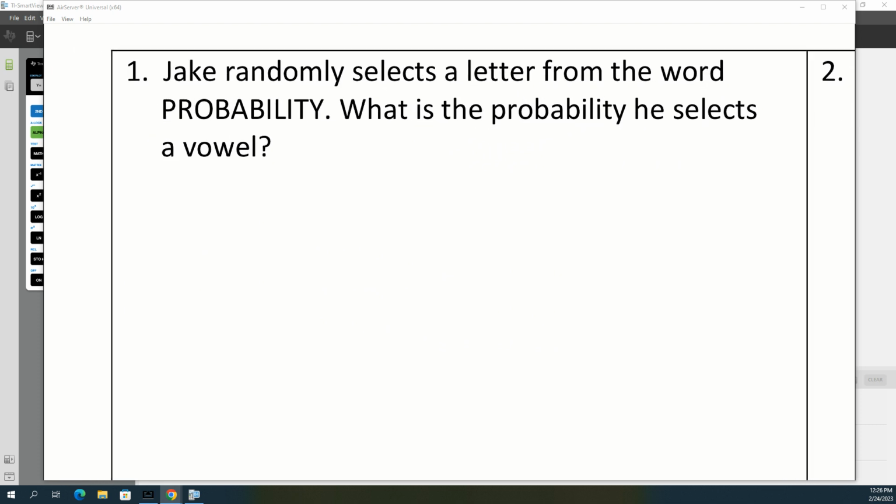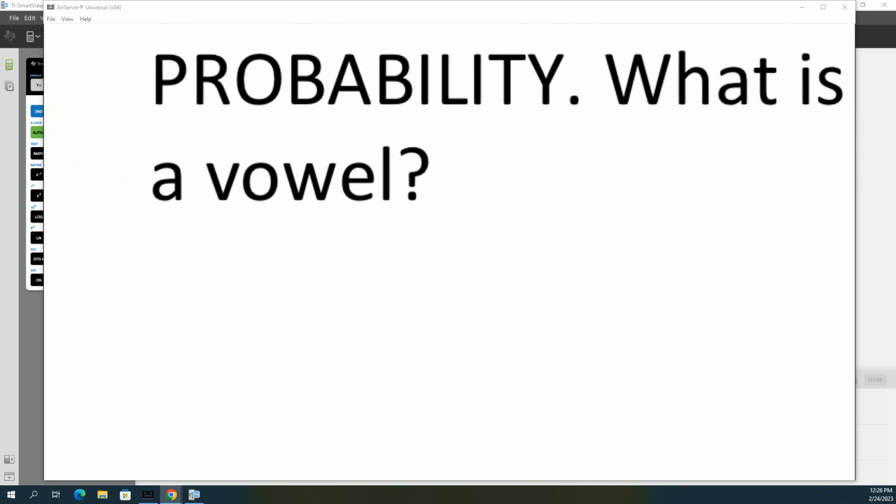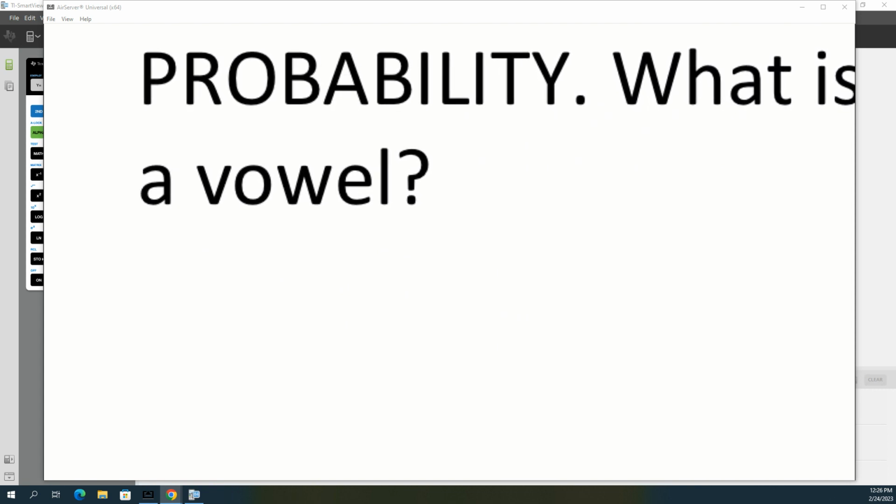So I'm going to zoom in. We're looking for a vowel. This isn't super easy to do without writing anything down. So in your calculator, just type the fraction that you think would be the answer. Unless you want to write it down.